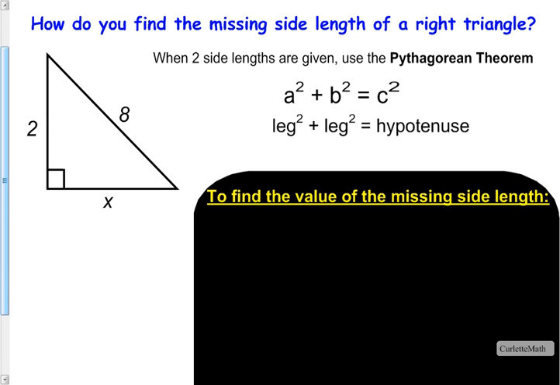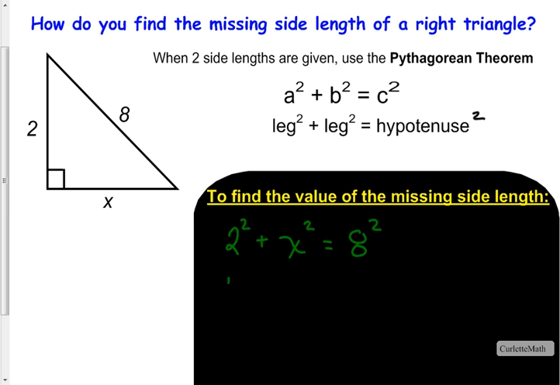Remember, that's a squared plus b squared equals c squared. Another way to think about it is leg squared plus other leg squared equals your hypotenuse squared. So when we look at these, that's what we're going to go through. Now on this problem here, we want to make sure that we understand how to solve for x. So in this problem, we have a leg squared plus our other leg squared, which is x, and our hypotenuse is 8 squared.